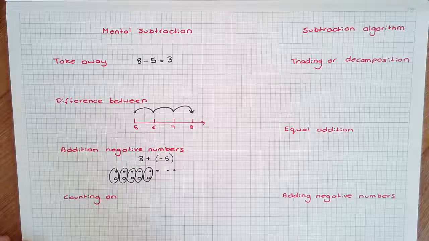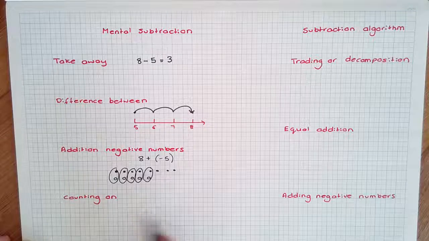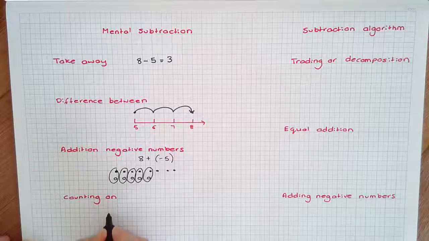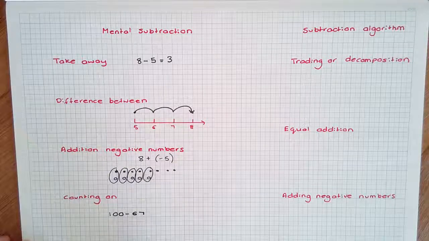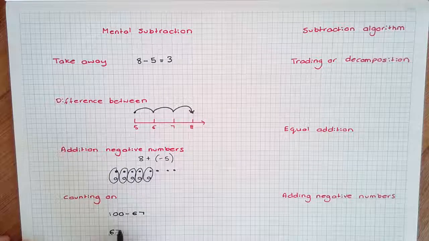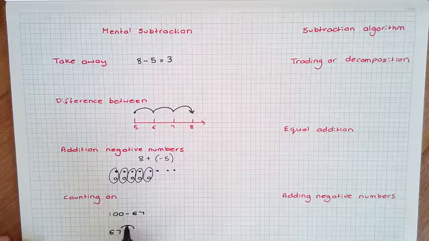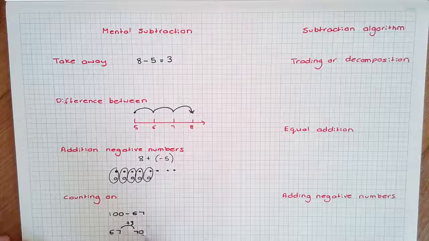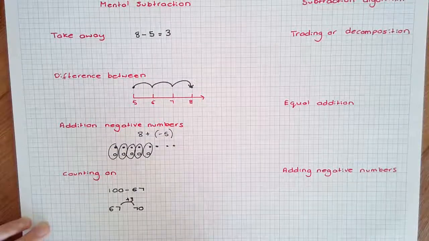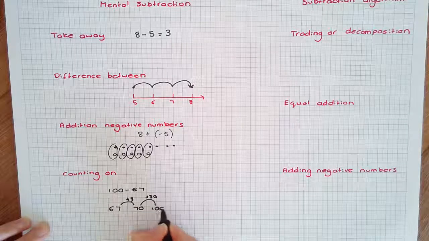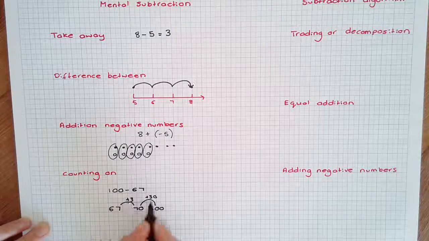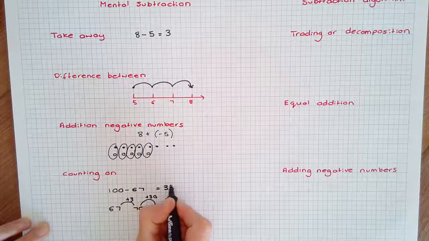Counting on is a useful mental subtraction strategy. Let's take a larger sum, for instance, 100 take away 67. We could start at 67 in our mind and go, okay, let's add 3 to get to 70. From 70, let's add 30 to get to 100. So our answer is 3 plus 30, 33.